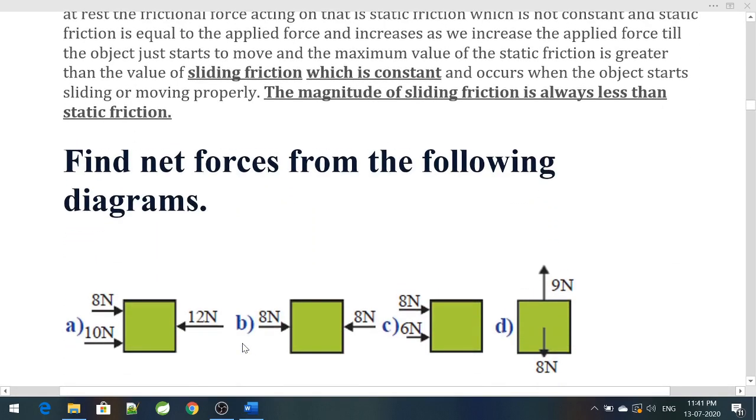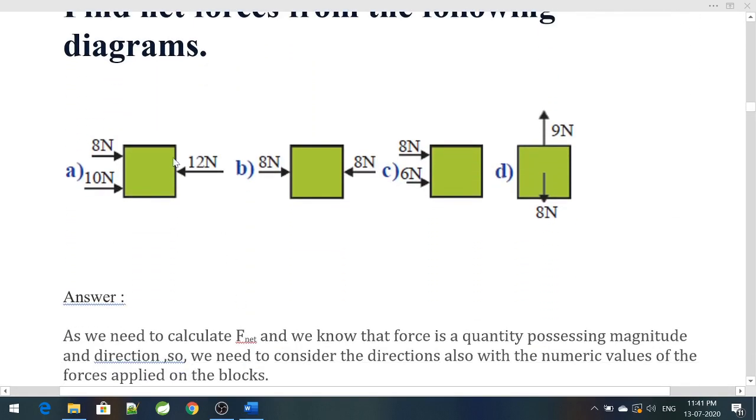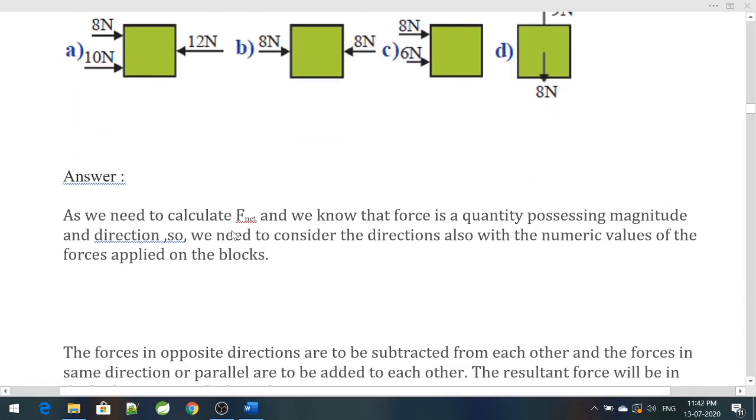Find the net force from the following diagram. The forces are 8 newtons and 10 newtons in one direction, 12 newtons in the other, 8 and 6 newtons in one direction, then 8 and 8 in opposite directions, and 9 and 8 in opposite directions. So what happens? Let's see.